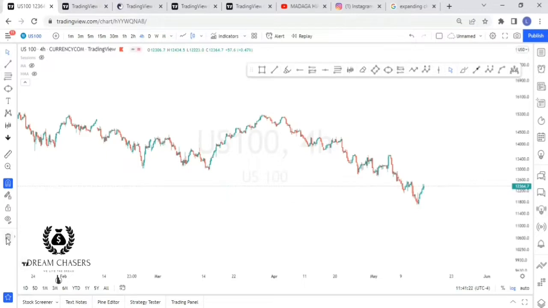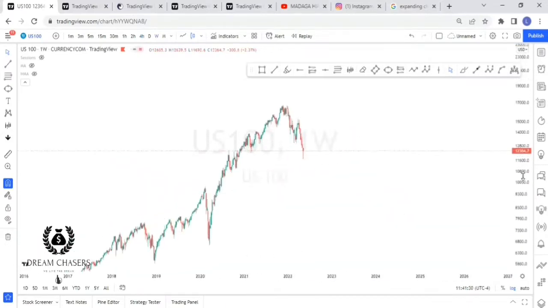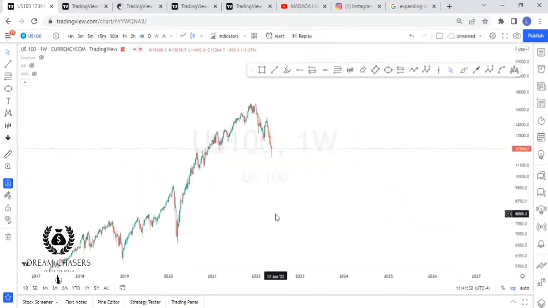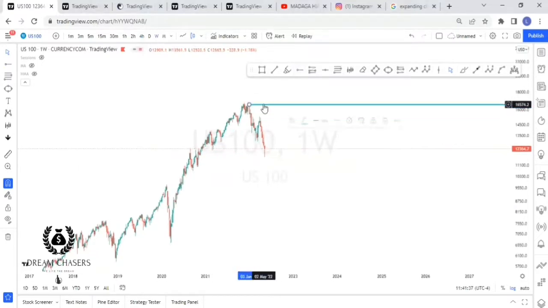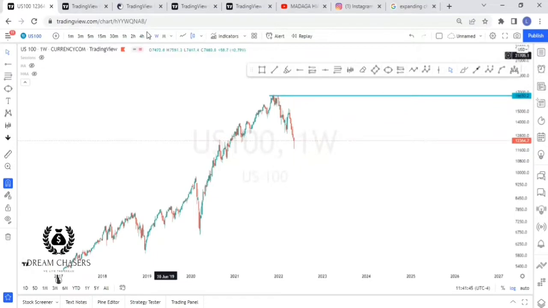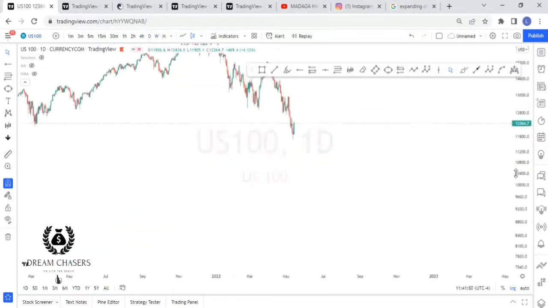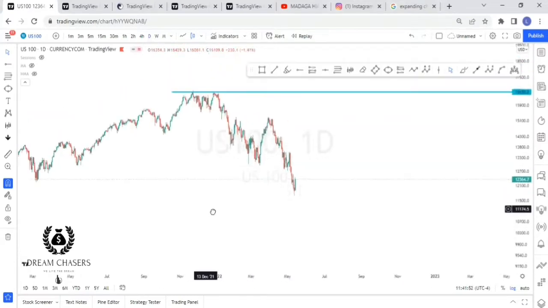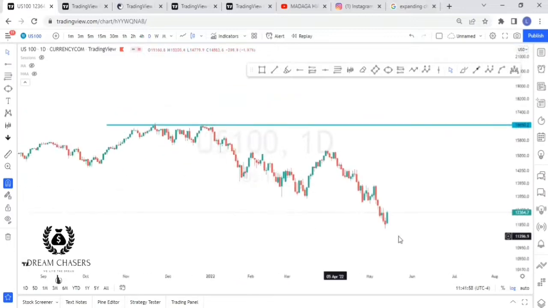Now looking at our US100, we see that the market has actually been selling. Since the beginning of the year, we've had sales. As you can see, this is our previous high, and this is our time frame, this is how everything looks. Now coming to our daily time frame on US100.